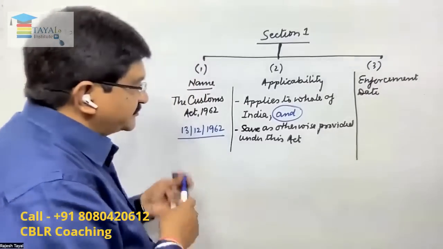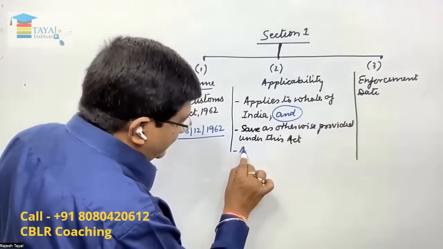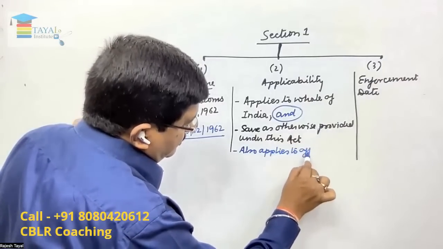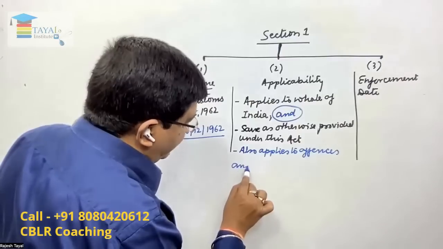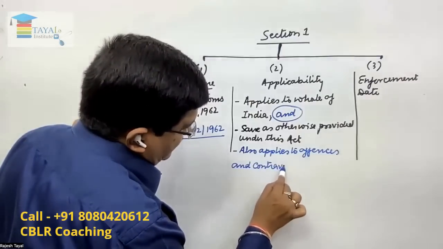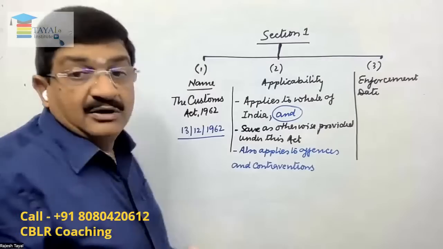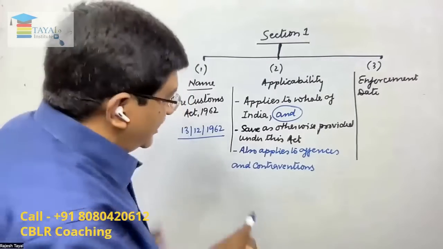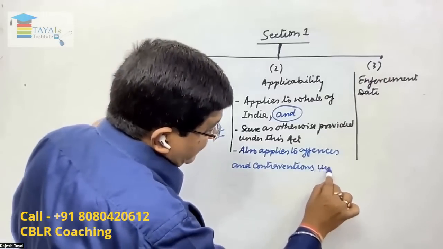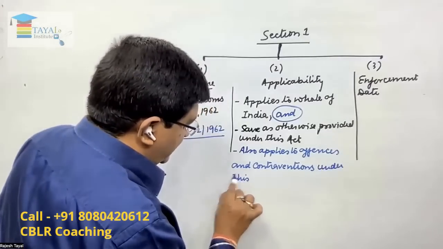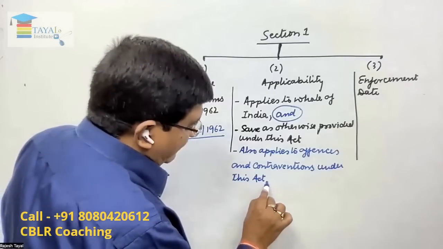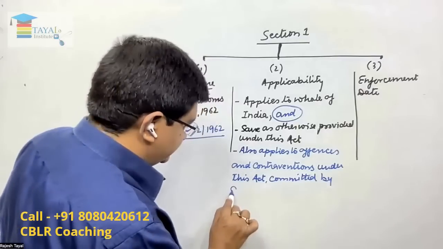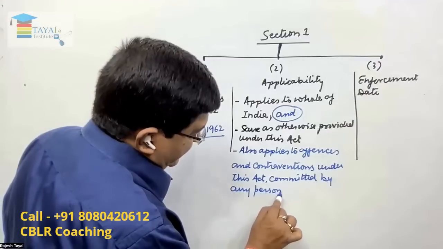Okay. So now further it says, save as otherwise provided also applies to offences and contraventions. All the provisions of the Act do not apply outside India. Only the provisions related to offences and contraventions. It also applies to offences and contraventions, and that is under this Act, not other laws. Under this Act. And those are committed by any person, not necessary that he is a resident or citizen of India, committed by any person. And these are outside India.